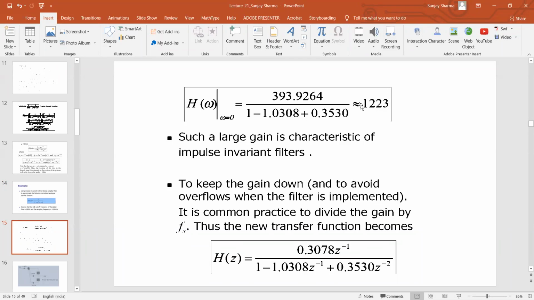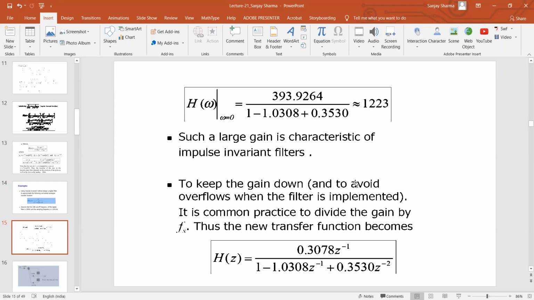Now some systems may have very high DC gain, as is the case in this example. Such a large gain is characteristic of the impulse invariant method. Normally, using the impulse invariant method, the filters that you get have a very large DC gain, which is not always desirable, because unnecessarily raising the DC gain of the system may lead to difficulty in the design of the other electronics involved. So you will have to bring down this gain. How can you bring down this gain?